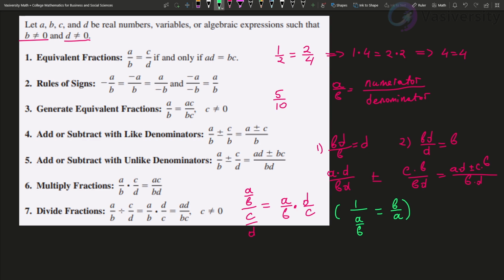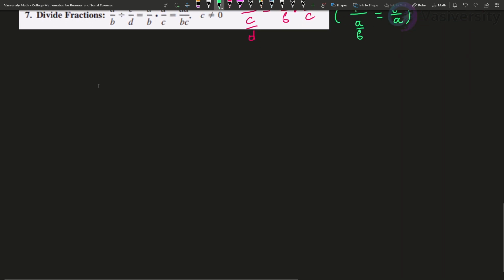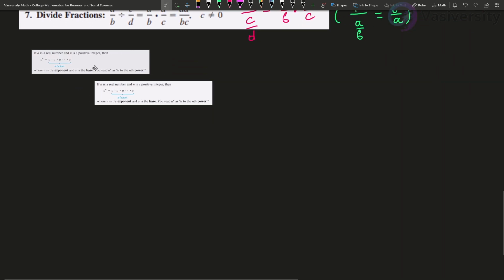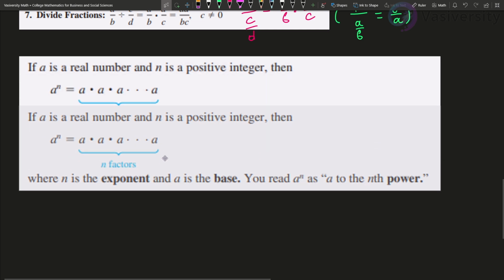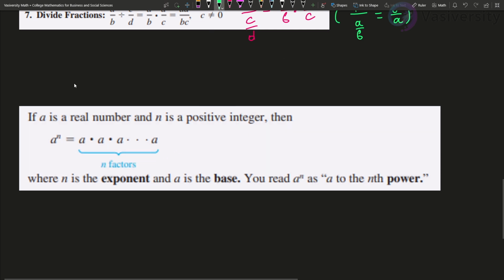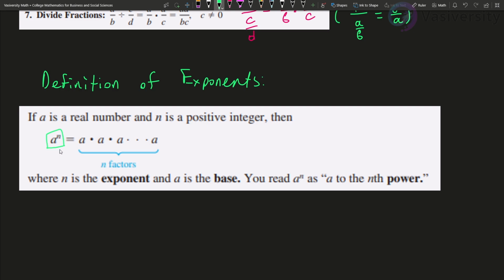We're going to talk about exponentials and powers. I already introduced it for the x variables, but now we're going to be introducing it in general. So the definition of exponents. If a is a real number and n is a positive integer, then a to the power of n is equal to a times a, and so on, n times, so a as a factor n times. Where n is the exponent and a is the base, you read a to the n as a to the nth power.